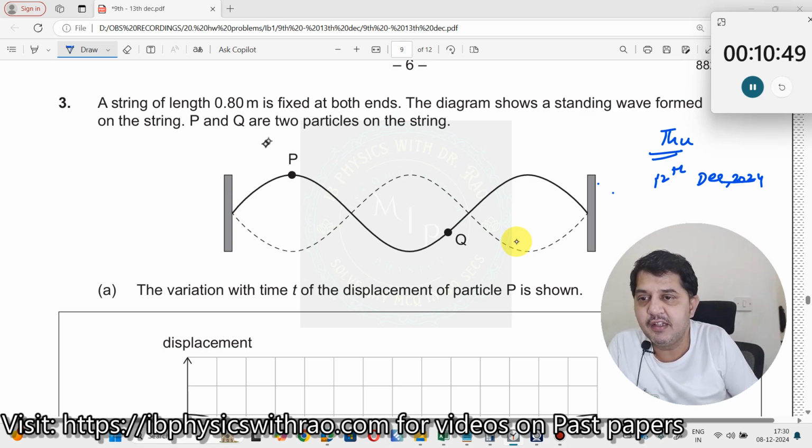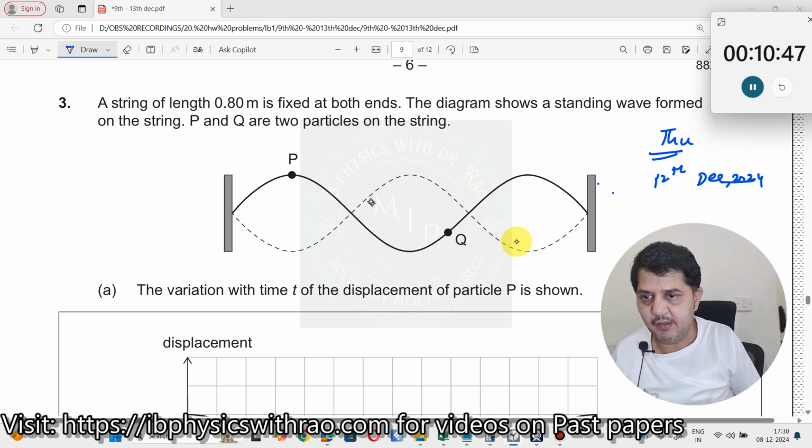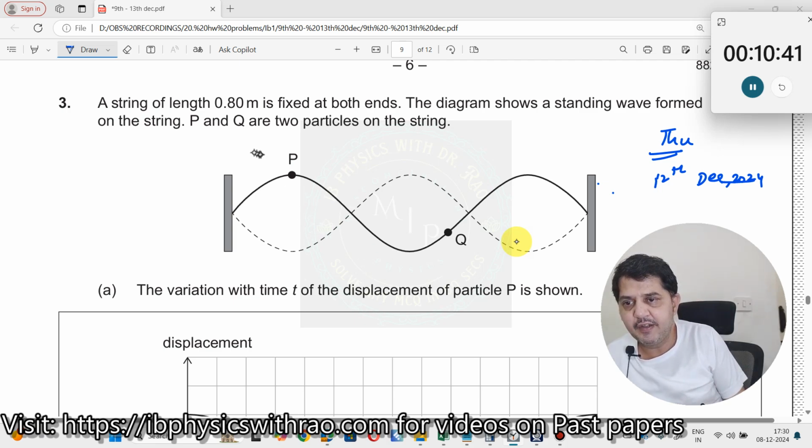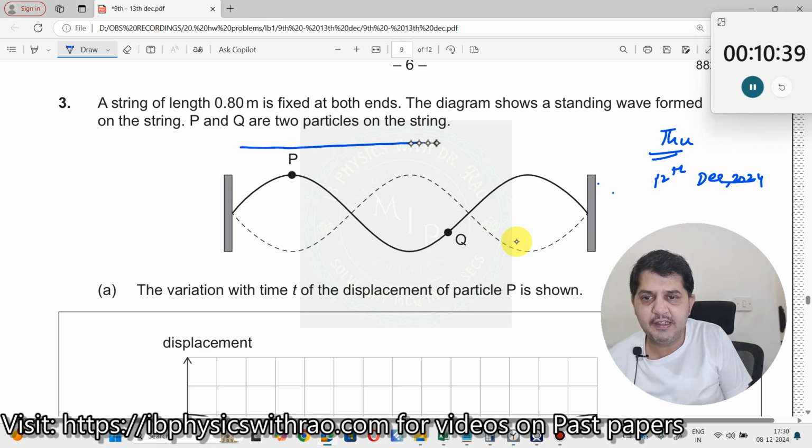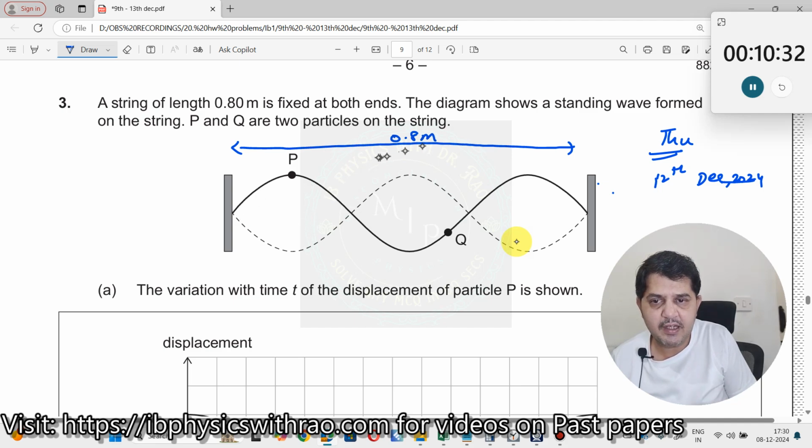A string of length 0.8 meters fixed at both ends. Now we are doing a problem on waves, and there's a string over here, which means what? So when you get this information saying that this length is 0.8 meters, the first thing that you need to infer is, what does this tell you? Okay, so to infer that, what we do is, let me draw this baseline. This will provide me a clue as to what it is I am referring to.